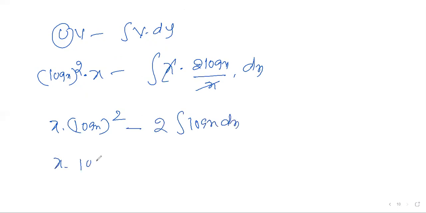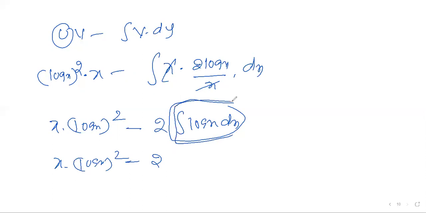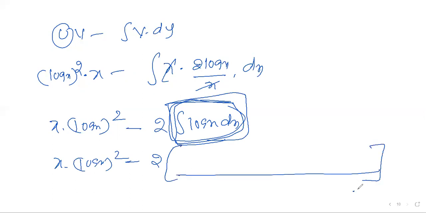So x log x whole square minus 2 into, what is the integration of log x? It is not 1 by x. The derivative of log x is 1 by x. So the integration of log x is not available directly. We have to follow a procedure to find the integration of log x also. Differentiation of log x is 1 by x, not the integration. For this, you have to write the log x answer here, and then your problem is going to be finished. Clear? So I'll take log x on a separate page.